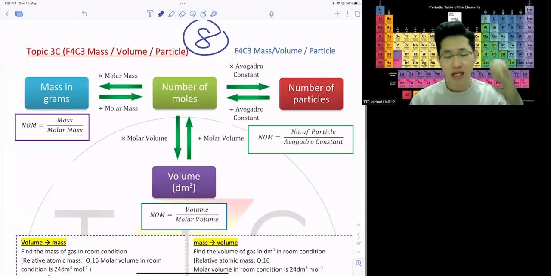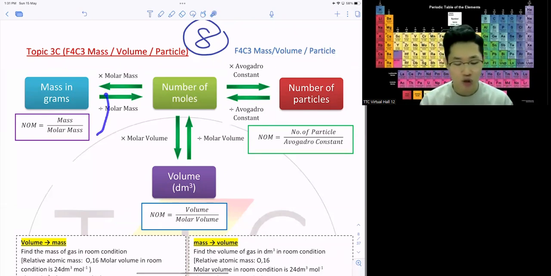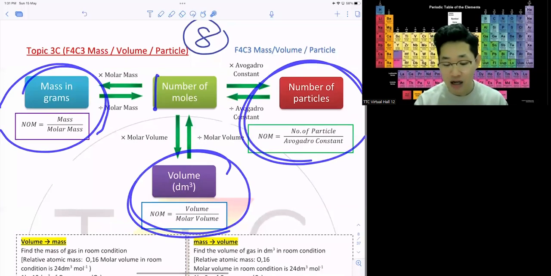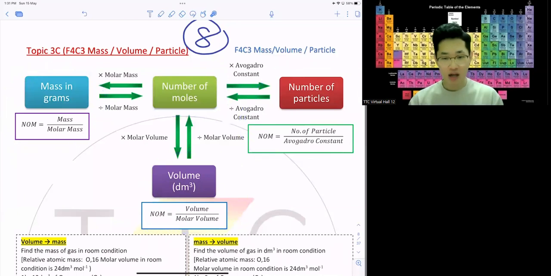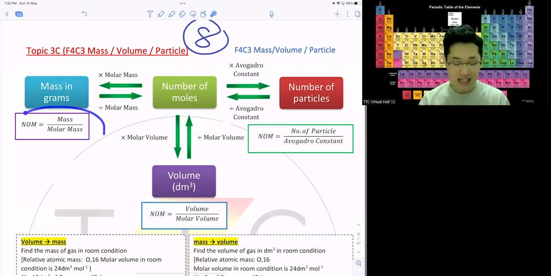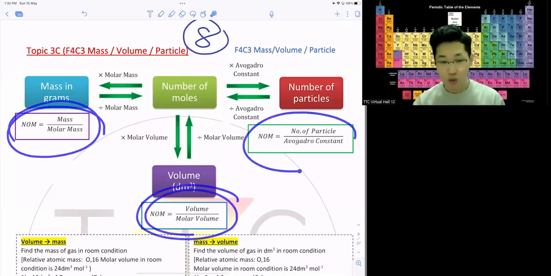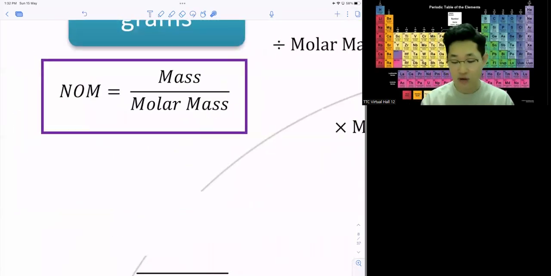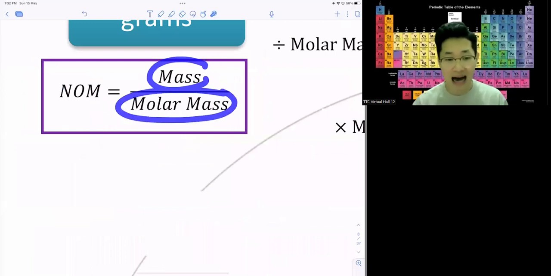In order to be good in the calculation of chemistry, you must always remember these 3 formulas to calculate number of mole. If you want to ask me, hey, would they give you this formula in the exam? The answer is no. No formula will be given in the exam. So you have to memorize them all. So what are the formulas that you have to remember? Mole equals mass over molar mass.